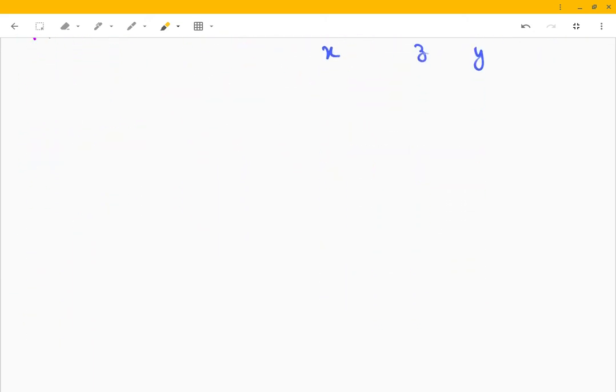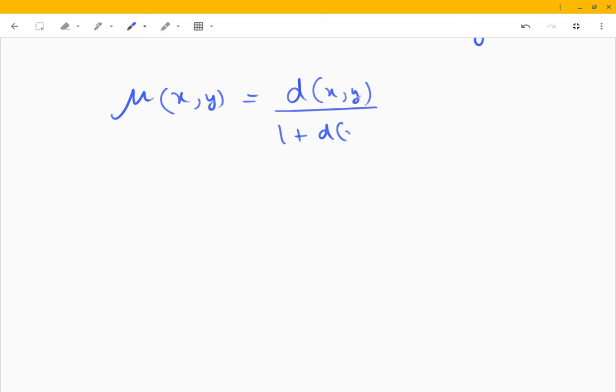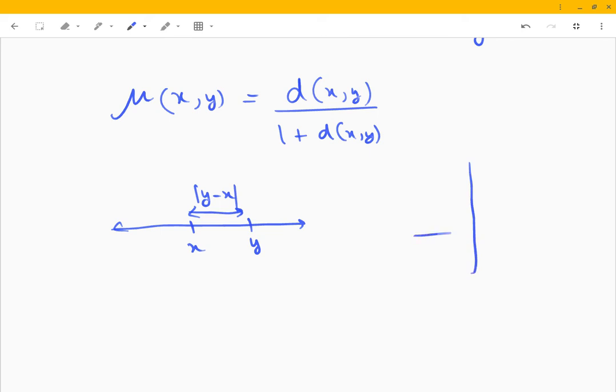Okay, example. I can remember one example where mu(x,y) was something like d(x,y) over 1 plus d(x,y). Now, d(x,y) basically represents a distance on a real line. If this is x and this is y, the distance would be the absolute value of y minus x.